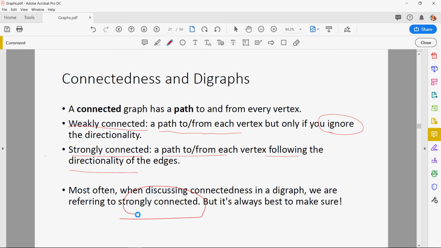So if someone just says connected, it's a good bet to assume they mean strongly connected, but it never hurts to make sure that everyone's using the same terminology. Most of the time, if someone's talking about a digraph and they say it's connected, they most likely mean strongly connected. It's rare that you would be talking about weakly connected because usually those directions matter. That's why you're using a digraph.